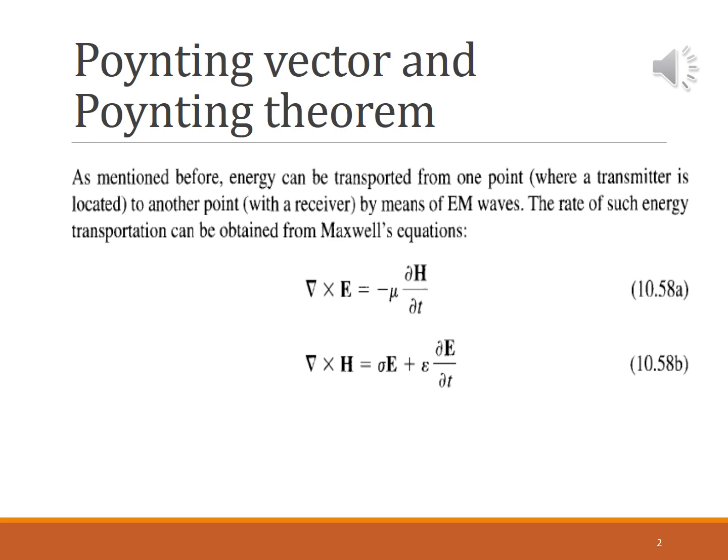Similarly, del cross H is equal to J plus dou D by dou t. That is what we have derived. The J, the conduction current density, is written as sigma E. This again we have derived. And in dou D by dou t, if you replace D with epsilon times E, the equation can be written as shown in 10.58b. So the derivation starts with these two Maxwell's equations.